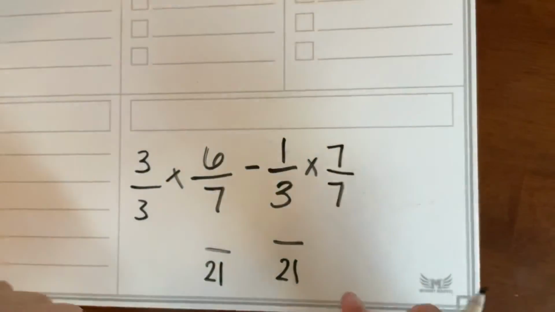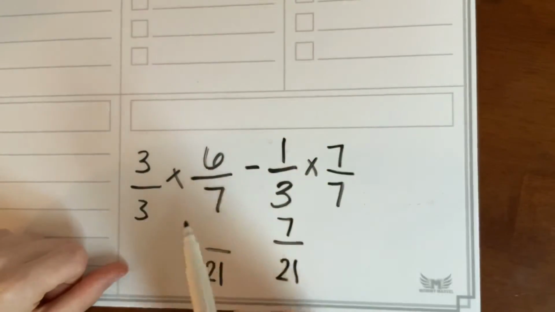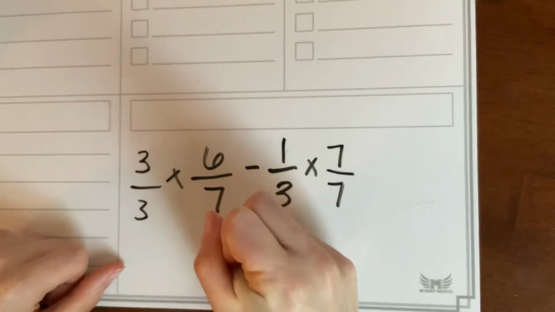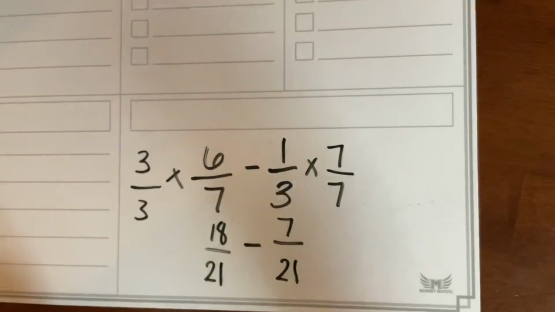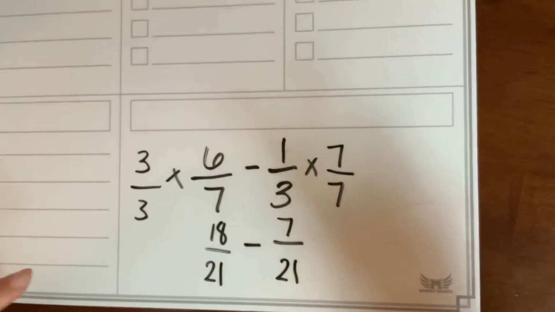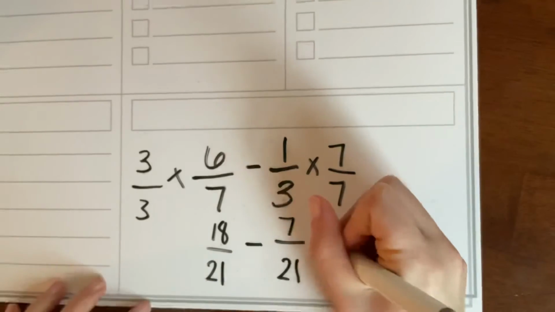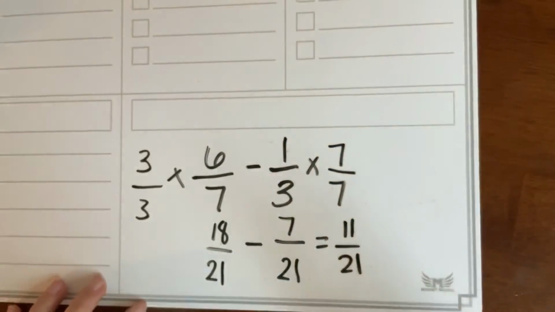Okay, now I need to actually follow through. 1 times 7 is 7. 3 times 7 is already 21. 7 times 3, 21. What's 6 times 3? 18. Awesome. Now I need to subtract. Okay, 18 out of 21 minus 7 out of 21 is going to be 11 out of 21. Okay, can I simplify this?